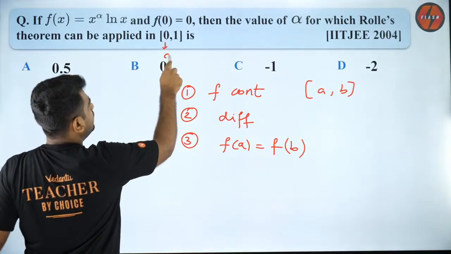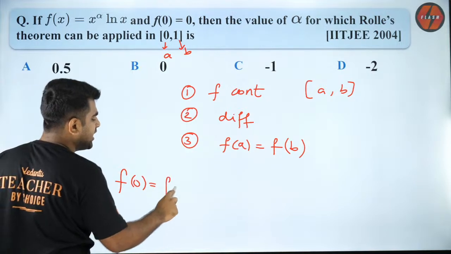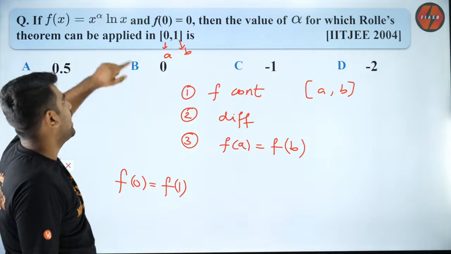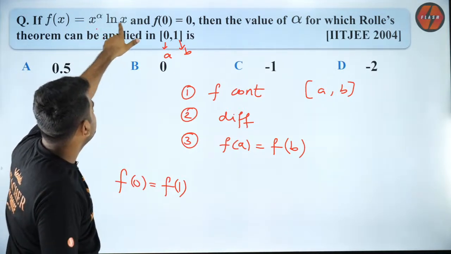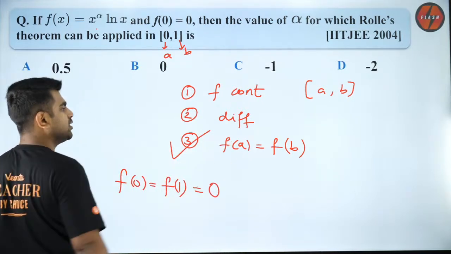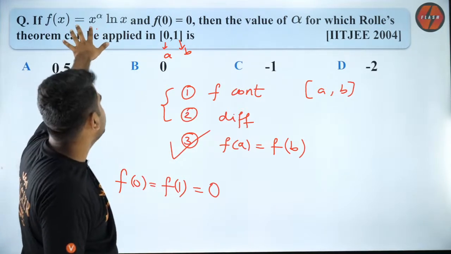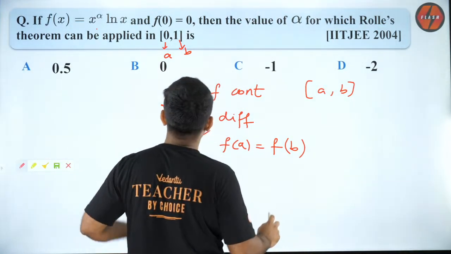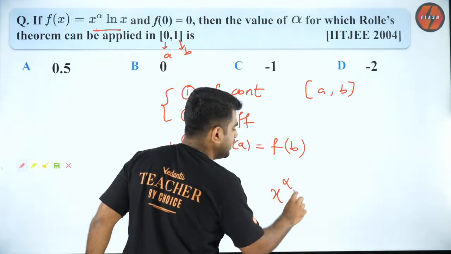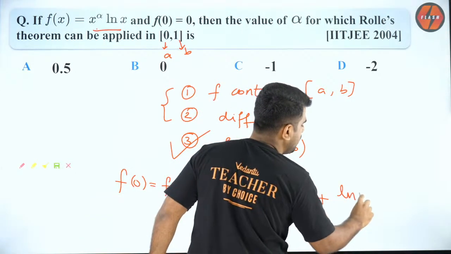So this is my a and this is my b. So is my f of 0 equal to f of 1? Can you guys check whether f of 0 and f of 1 are equal? Absolutely right, because if I put 1, this is 0. If I put 0, this is 0. So both are 0. It is true. So this condition is satisfied. And naturally these two will also be satisfied. So let's differentiate it. If I differentiate it, what will I get? I have to apply the product rule. How do I apply the product rule here? It is going to be first function into derivative of second plus second function into derivative of first.